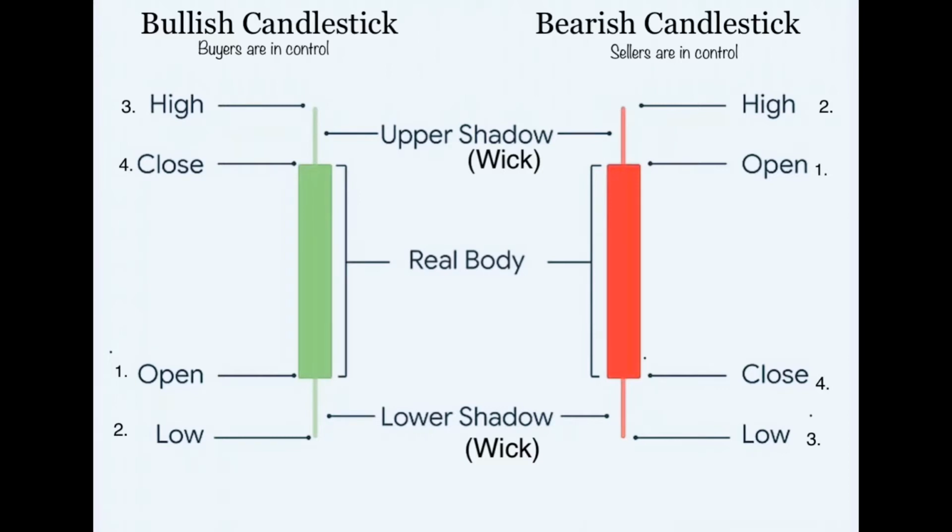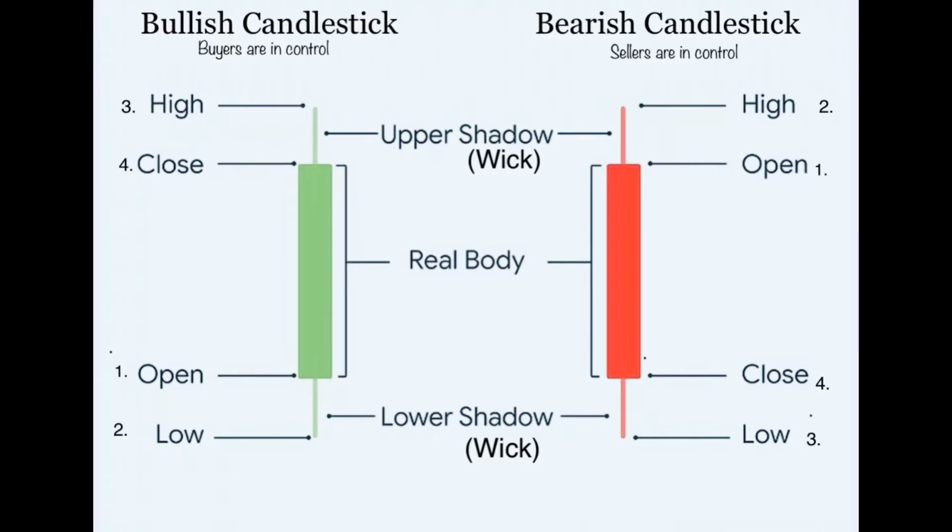Between the open and the close is the real body. The lowest point the price went after it opened is called the lower shadow or the lower wick. The highest point the price went before it came down to close is called the upper shadow or the upper wick. Mostly you might hear just wicks, but it's also called the shadow.